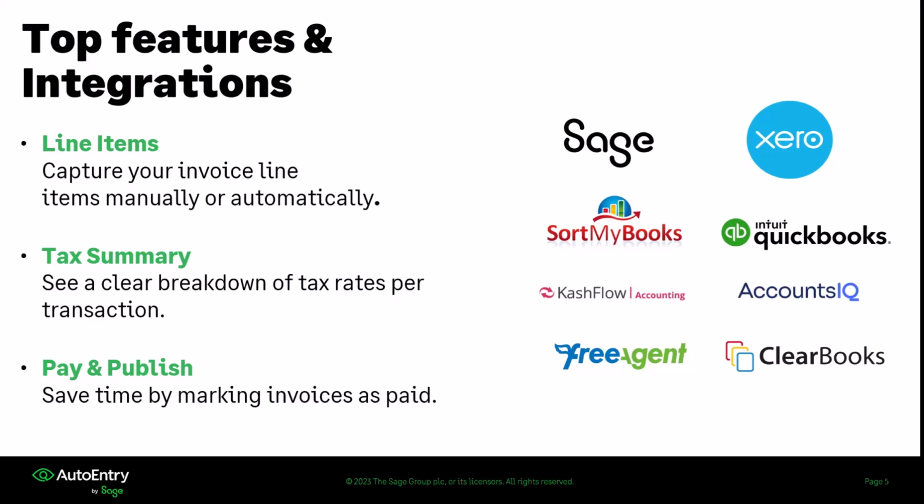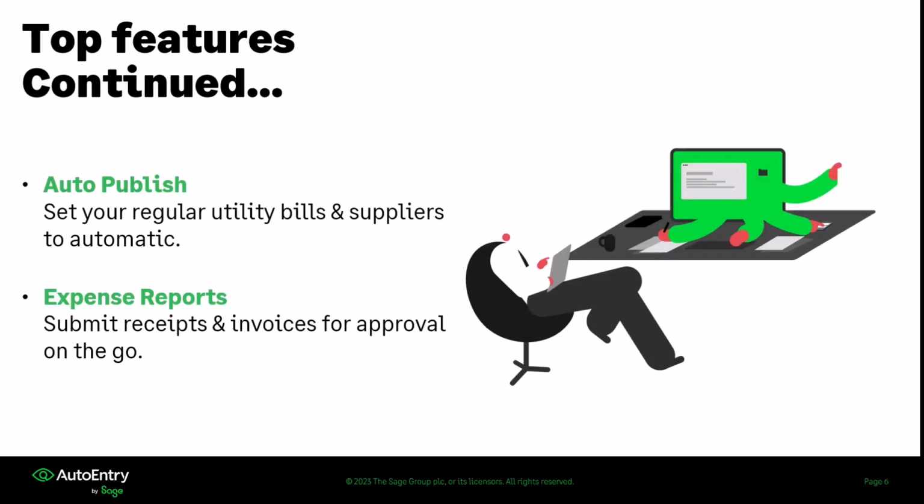Some of the main features of AutoEntry are you can capture your invoice line items either manually or automatically. You can see a clear breakdown of tax rates per transaction, and you can save time by marking your invoices as paid. You can also set your regular utility bills and suppliers to automatic, so it just increases that automation a bit further, and you can submit receipts and invoices for approval on the go.